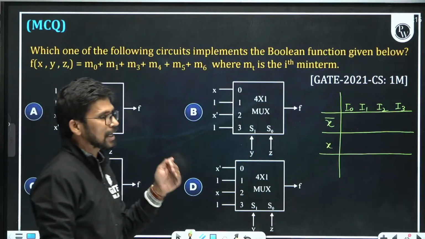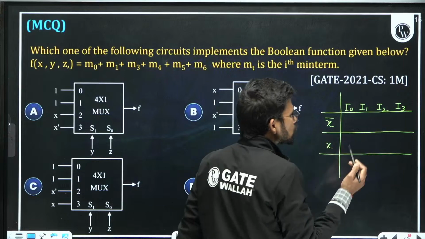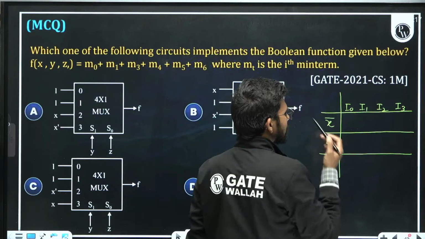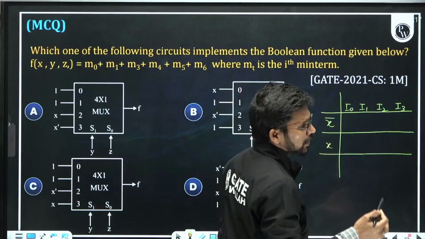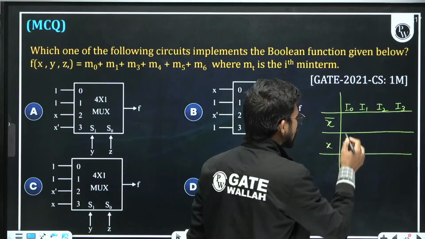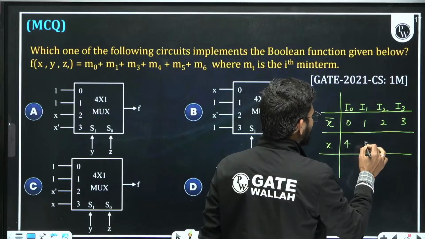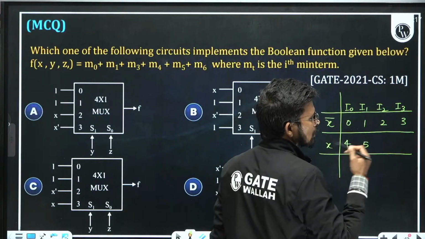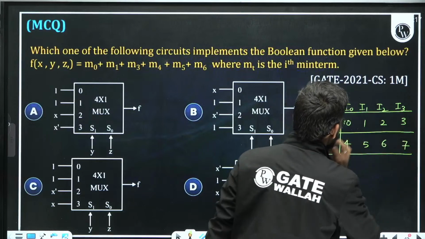In which terms will X be in the form of 0, that is X bar? Terms 0, 1, 2, 3. In 0, 0, 0, 0, X will be 0 because X is the MSB. 0, 0, 1, X is 0. 0, 1, 0, X is 0. 0, 1, 1, X is 0. So in terms 0, 1, 2, 3, X will be in the X bar format. And in terms 4, 5, 6, 7, that is 1, 0, 0, 1, 0, 1, 1, 1, 0, 1, 1, 1, X will be in the form of 1, that is in the form of X.